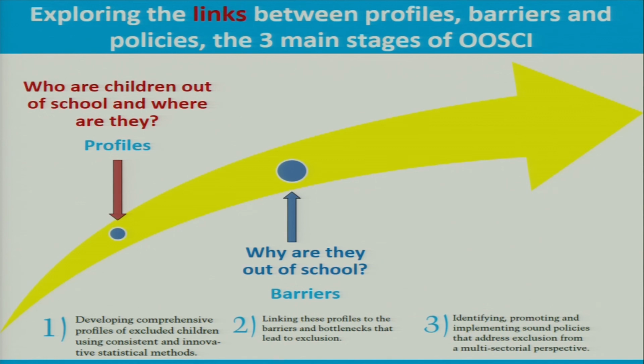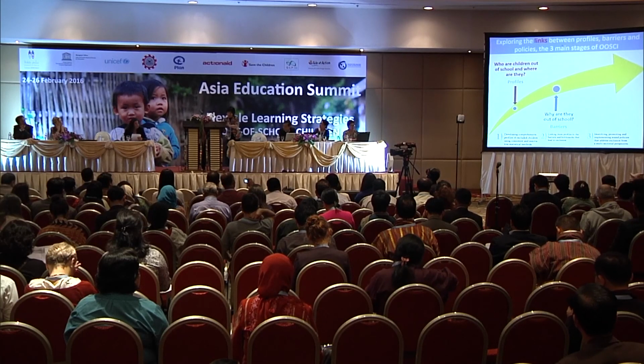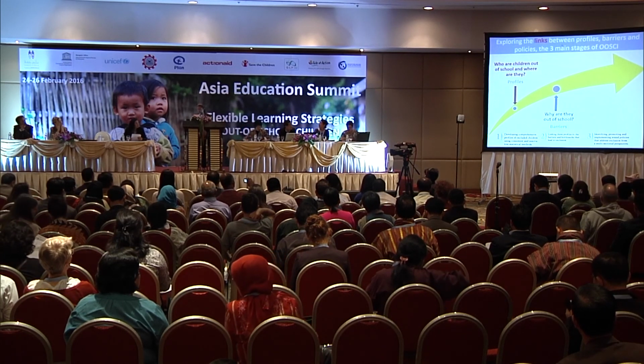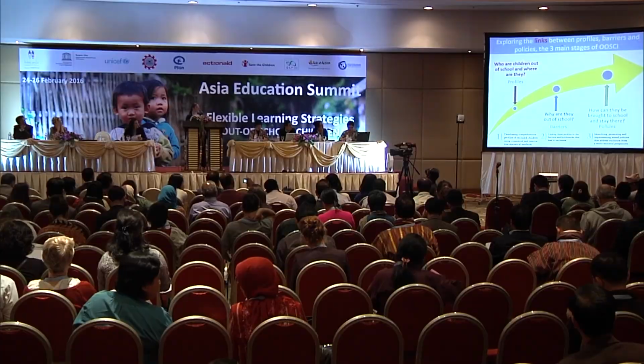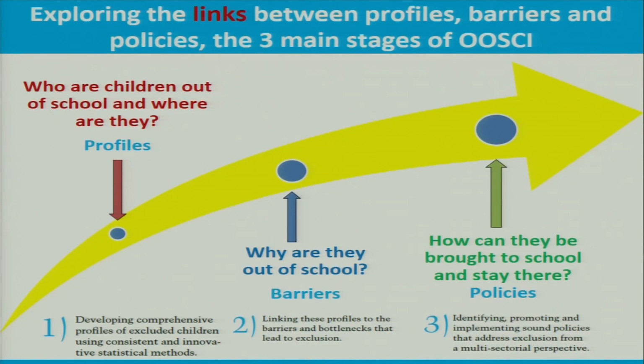The third stage is identifying, promoting, and implementing sound policies that address exclusion from the multi-sectoral perspective. So we are looking into how they can be brought to school and stay there. So we look into the policies, and they have to be targeted policies based on the profiles.